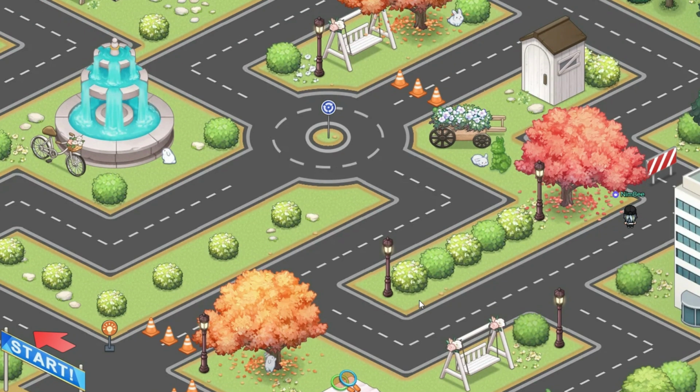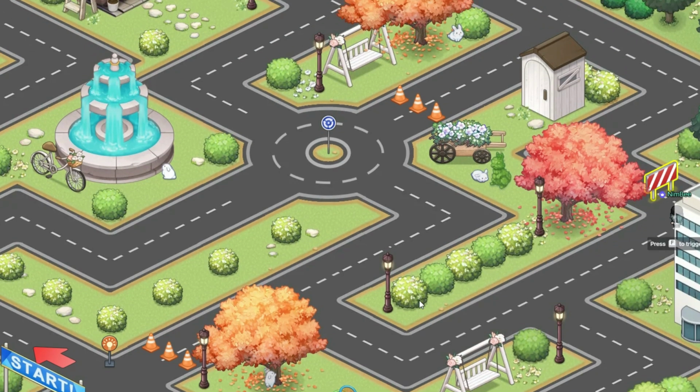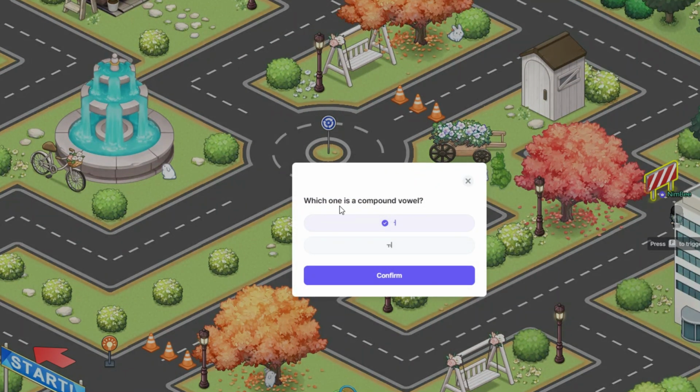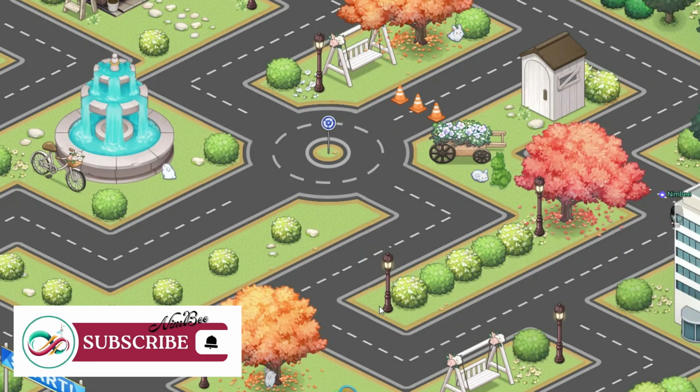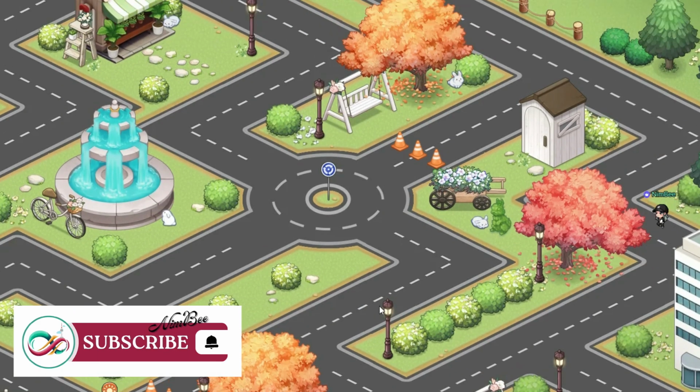Do we have other obstacles? Yes. Which one is a compound vowel? I think this one is compound. The shape looks like a compound vowel. What do you think? Yes, I was right.